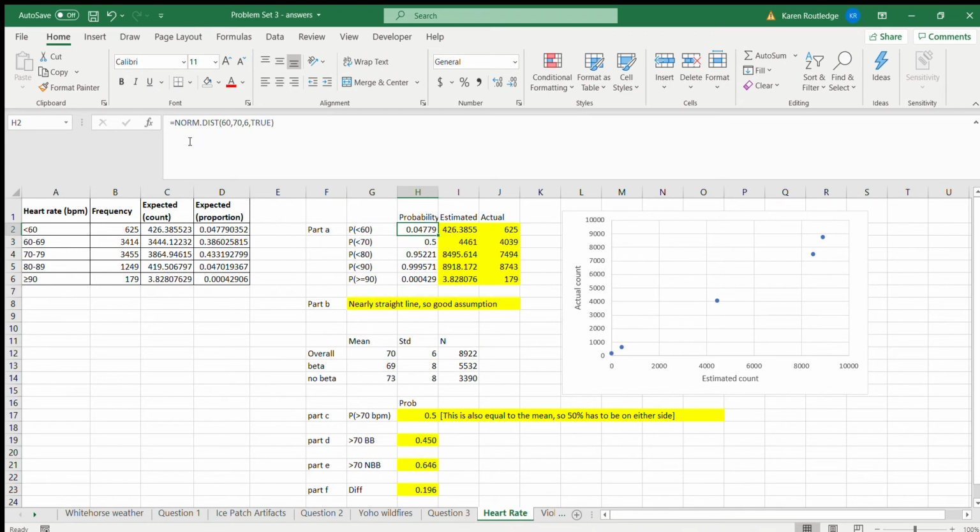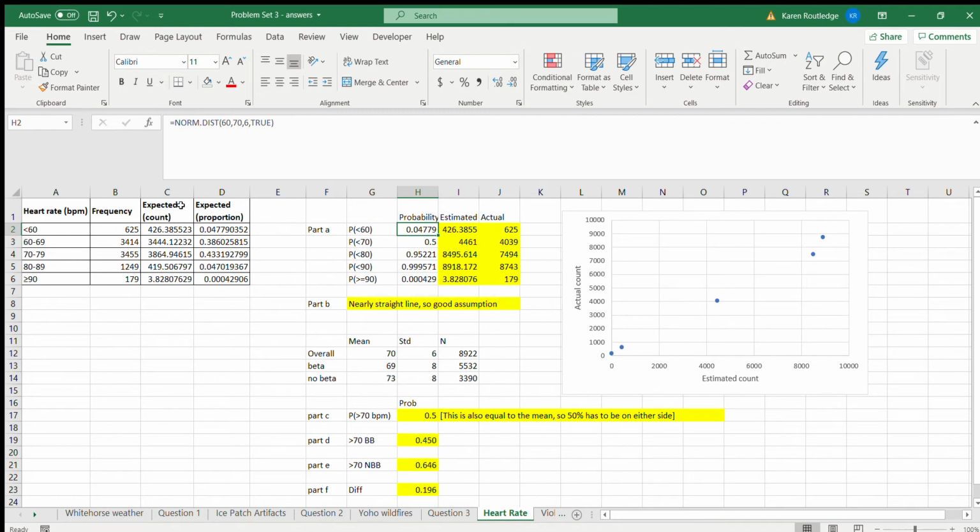So to solve that using Excel, we use the norm.dist function, and we plug in our values. 60 is the cutoff that I'm interested in, 70 is my sample mean with a standard deviation of 6, and for all things normal curve related, we use the true flag, at least as far as these Excel functions go. And we plug that in, we see we get a probability of about 5%.